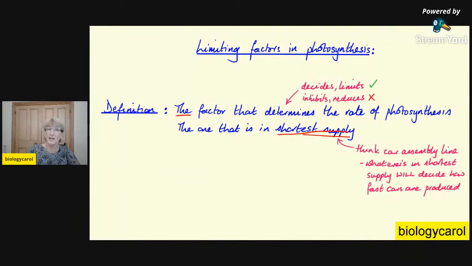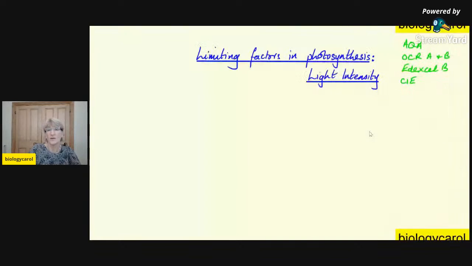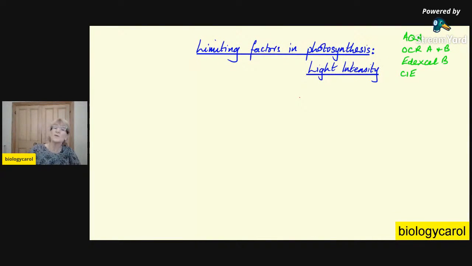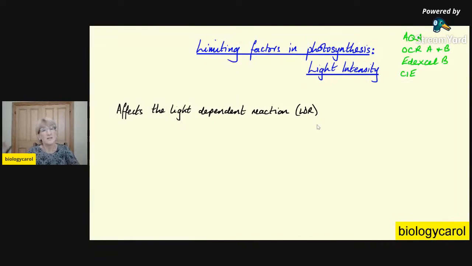And that is what is happening here in photosynthesis. There is only one factor, and it's the one that is in shortest supply that is going to determine the rate of photosynthesis. So let's go on to think about light intensity. Now, light intensity affects directly the light-dependent reaction. But it is going to affect the light-independent reaction because the light-dependent reaction produces ATP and it produces NADPH, both of which are needed for the light-independent reaction.